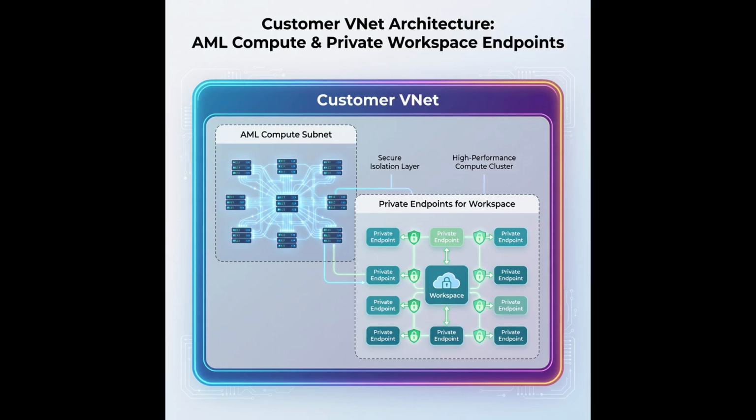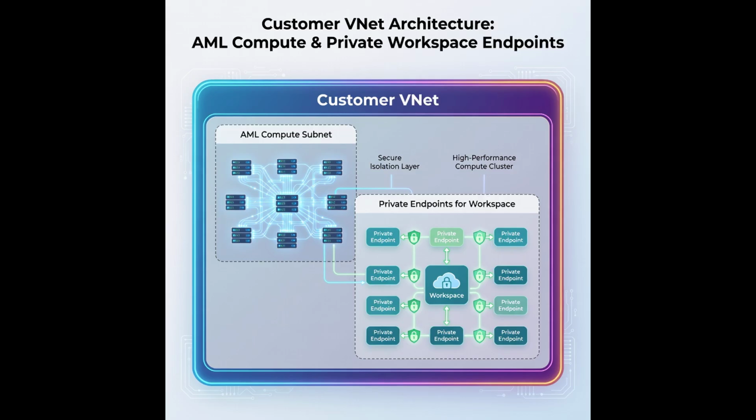By default, an AML workspace is accessible over the public internet. You reach studio at ml.azure.com using a public IP. In a private workspace configuration, you create a private endpoint for the workspace inside your Azure virtual network. The workspace gets a private IP address in your VNet. And DNS is configured to resolve api.azureml.ms to that private IP instead of a public one.